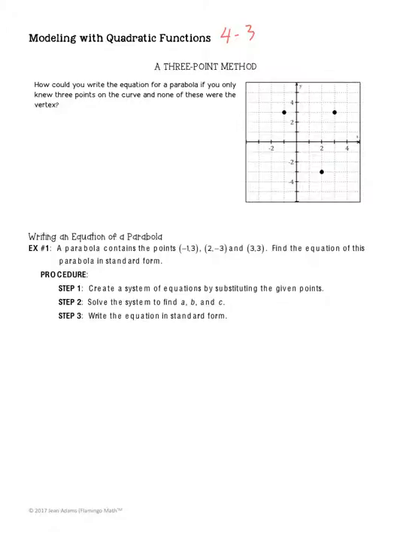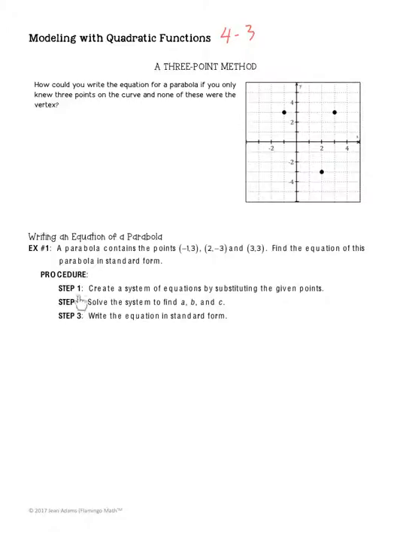Okay, so how could you write the equation for a parabola if you only knew 3 points on the curve and none of these were the vertex? So what if you had these 3 points here and you wanted to find out what the curve was? Like maybe it went like this. I mean, I don't know. My guess is it's going to go something like this. We'd have to know the vertex and 1 point, but we only have 3 points, and these are our 3 ordered pairs off of this graph.